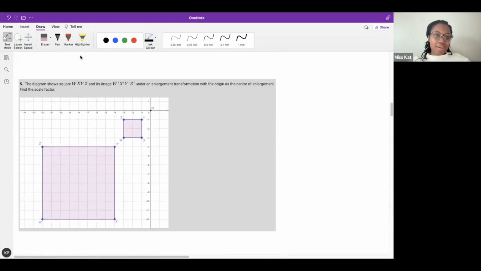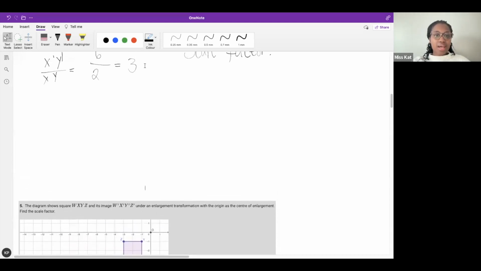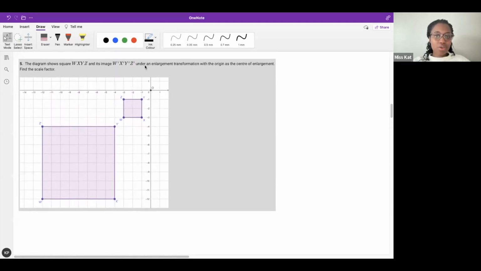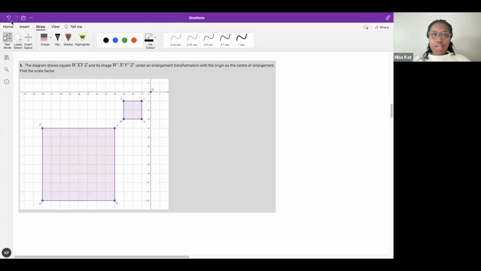Okay, guys. So we have our two shapes over here. All right. This is a square this time. And it has obviously been enlarged because you can see that the smaller shape is the original. Now we need to find our scale factor. Maybe I should first write down the coordinates. W, X, Y, and Z.